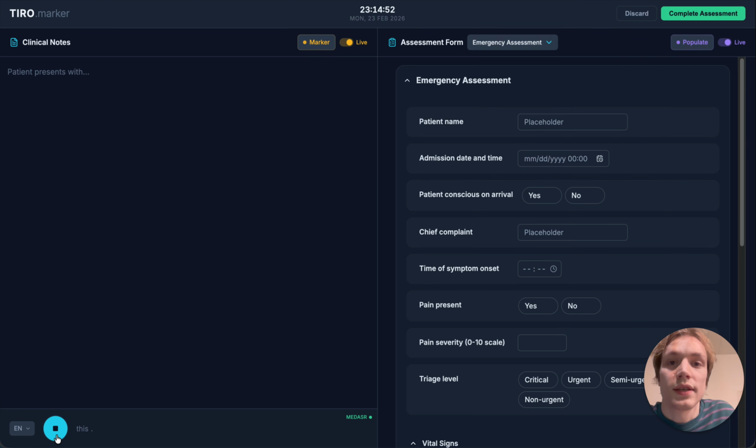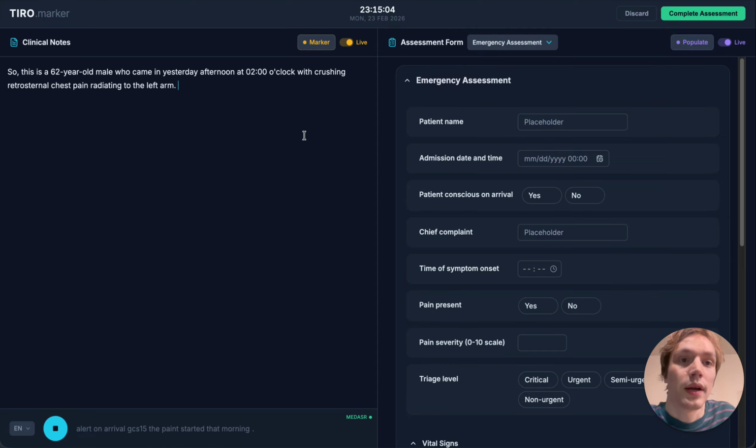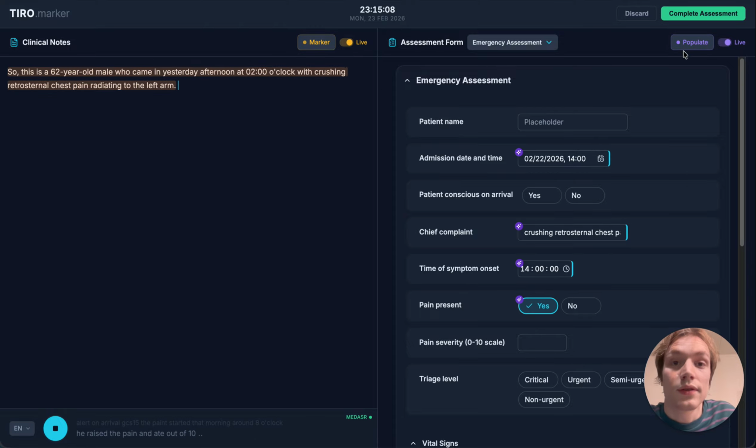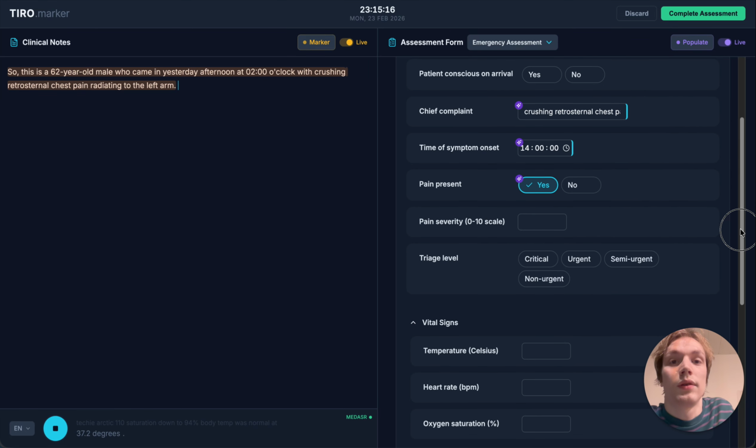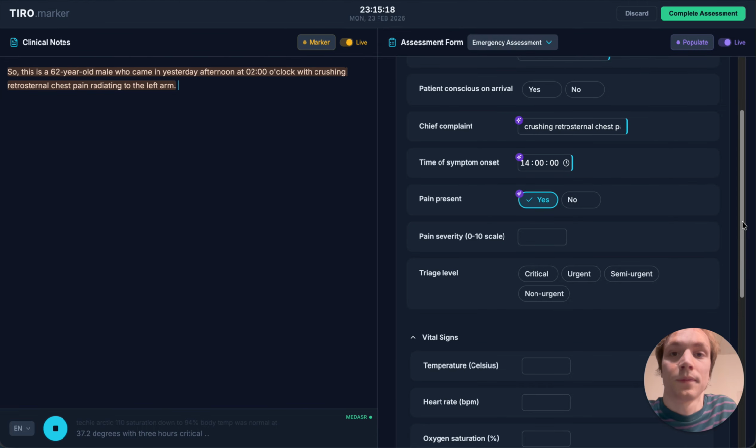So this is a 62-year-old male, came in yesterday afternoon at 2 o'clock with crushing retrosternal chest pain radiating to the left arm. He was alert on arrival, GCS 15. The pain started that morning around 8 o'clock. He rates the pain an 8 out of 10. Vitals were concerning. Tachycardic 110, saturation down to 94%. Body temp was normal at 37.2 degrees. We triaged him as critical.